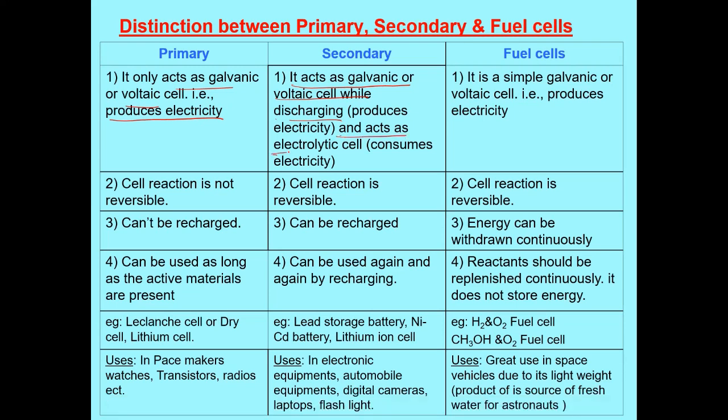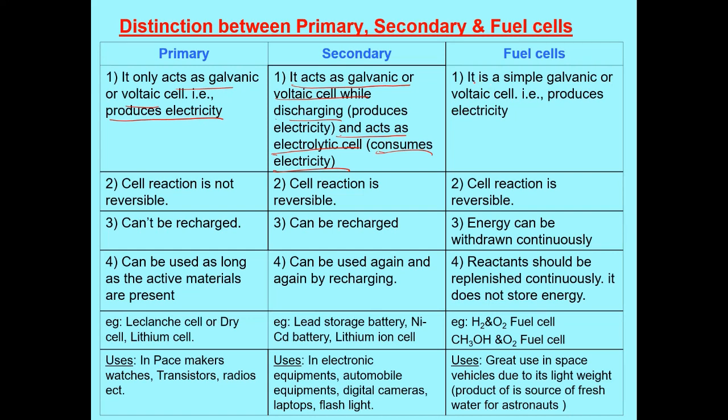And it can also act as an electrolytic cell, when it will consume electricity, that is, electricity is being provided for the reversible reaction. This electrical energy will be converted into chemical energy.